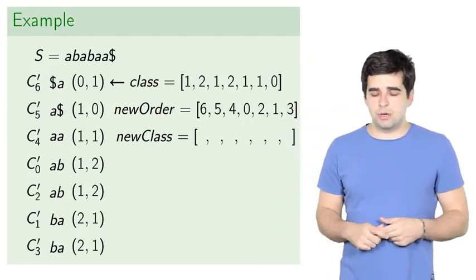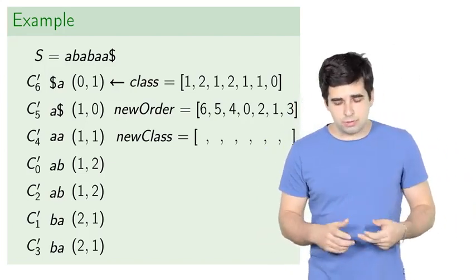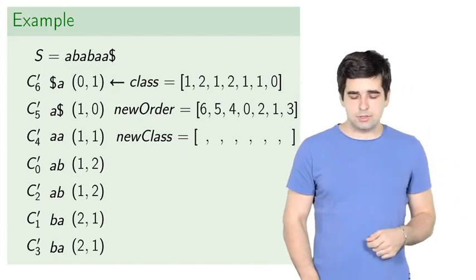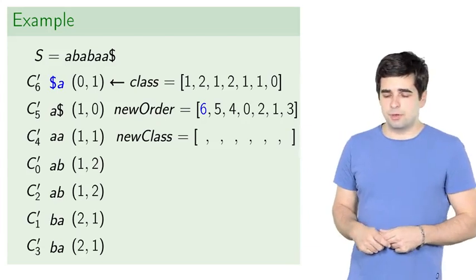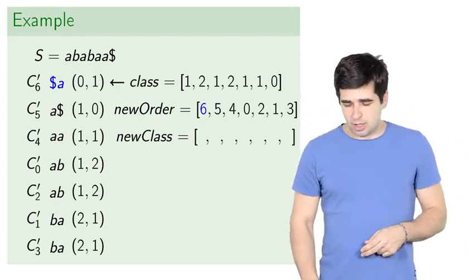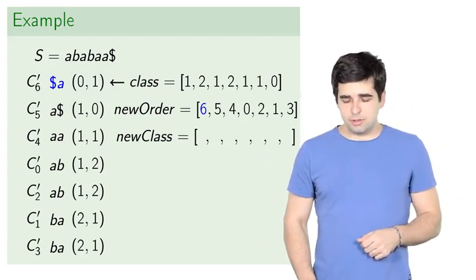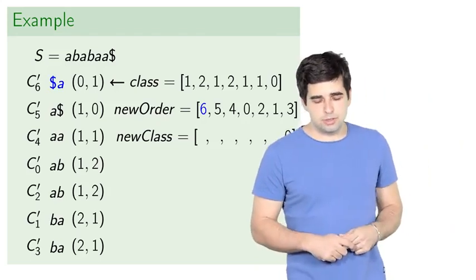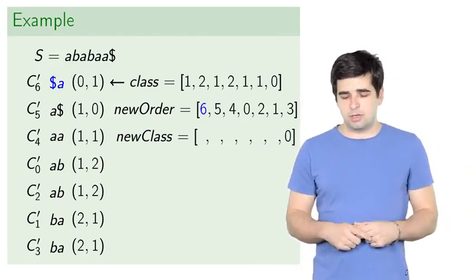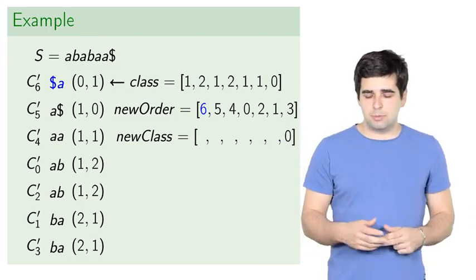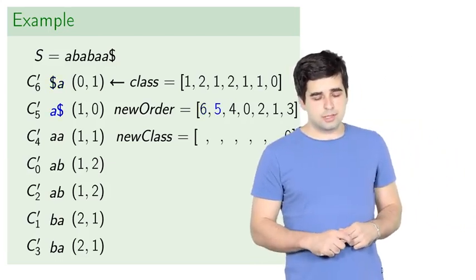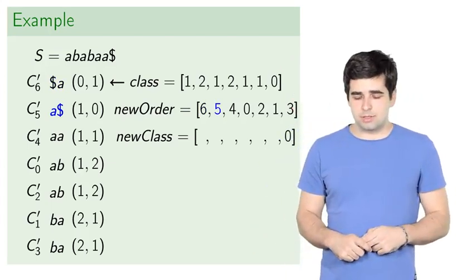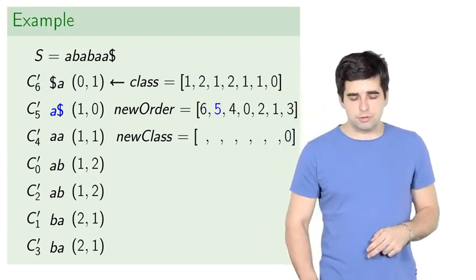We will also need another array new order, which will store our answer. It will be the order of the sorted doubled cyclic shifts. We initialize it with array of size length of S. The next two for loops are standard for loops for the counting sort, where we first count the number of occurrences of each equivalence class of single cyclic shifts, and then we compute the partial sums of that counting array.